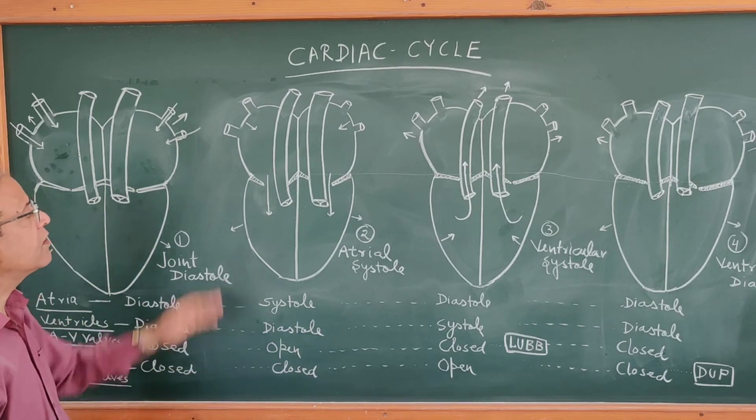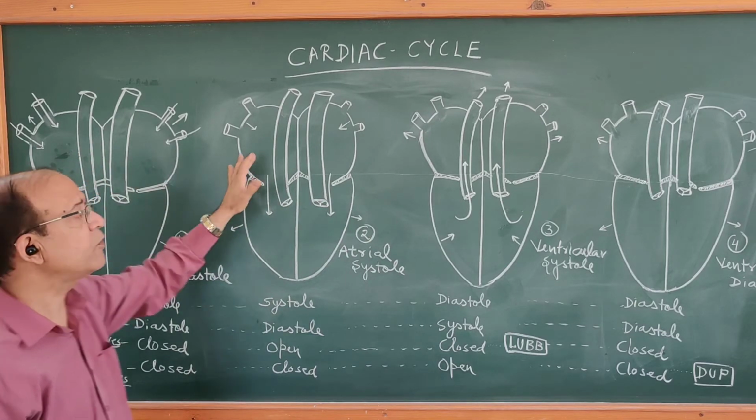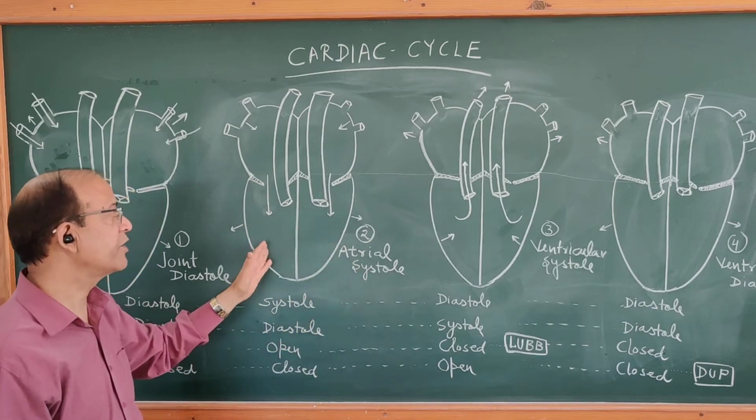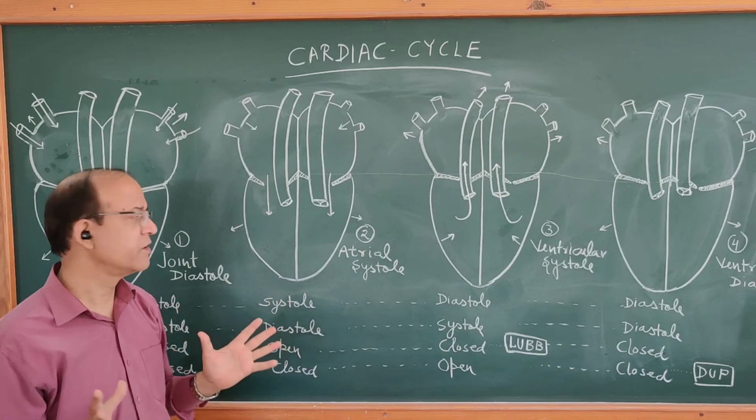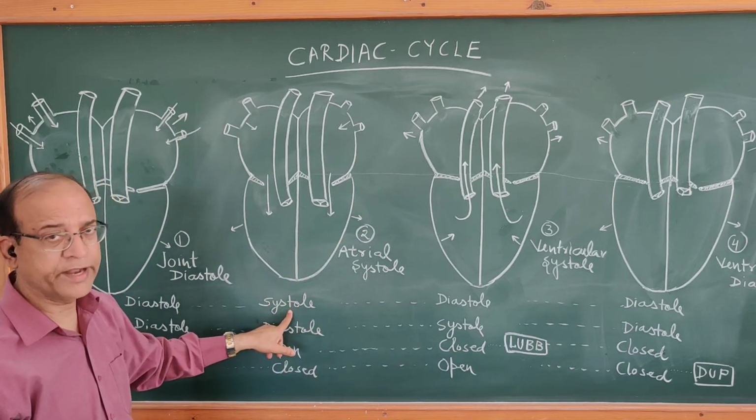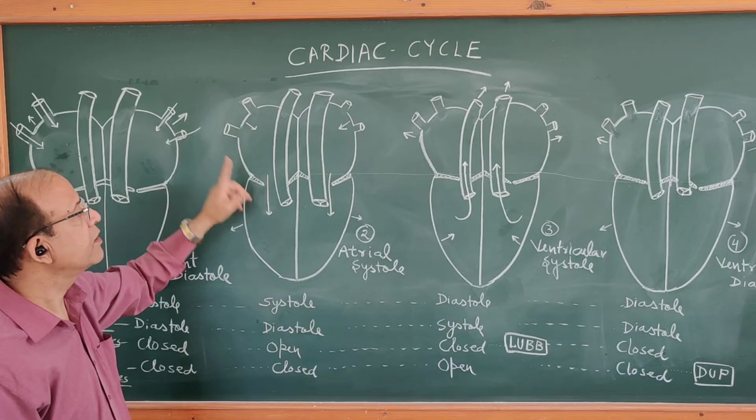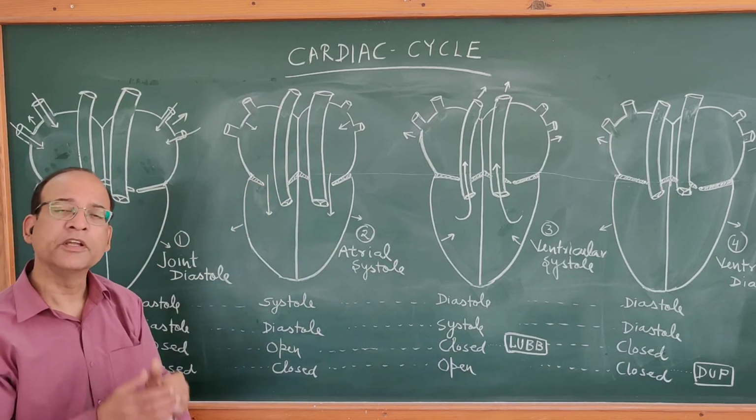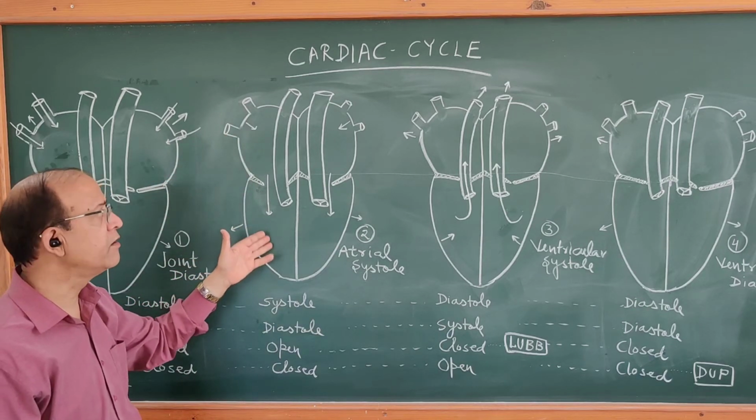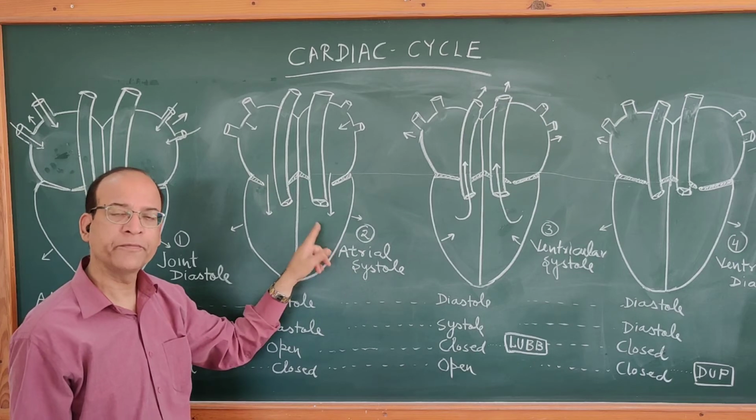Then the auricles, the atria, which were relaxing in the previous step, now start their contraction. That's why this stage is called atrial systole. Whereas the ventricles continue their relaxation. So ventricles in diastole, atria in systole. Because of their systole, the AV valves, tricuspid and bicuspid valves, open. So from the right atrium, deoxy blood is filled in the right ventricle. From the left atrium, oxygenated blood is filled in the left ventricle.